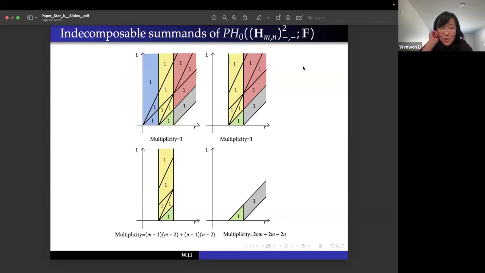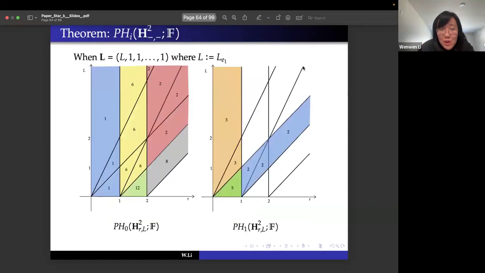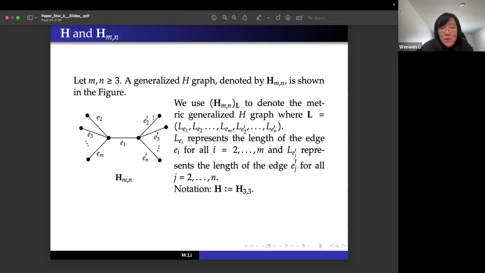Oh, that's a great question. Let me go back maybe. As you can see, if we subdivide this edge U1, then this H graph can be obtained by taking the wedge product of two star graphs, right? And we know the zeroth persistent homology of the second configuration space of the star graph is not interval decomposable.